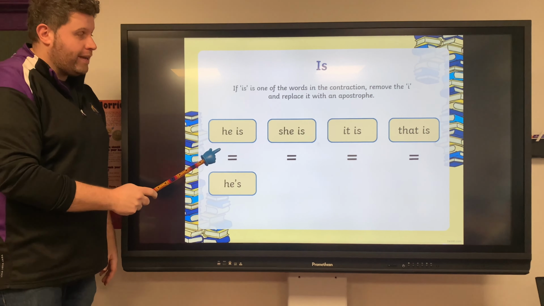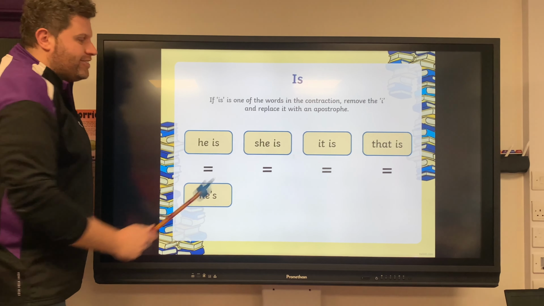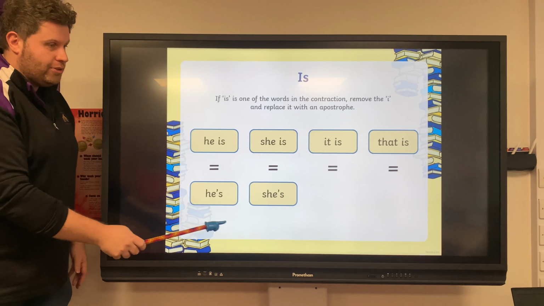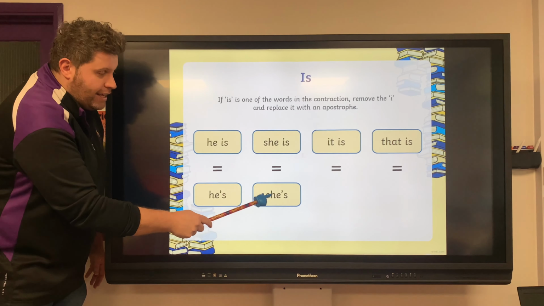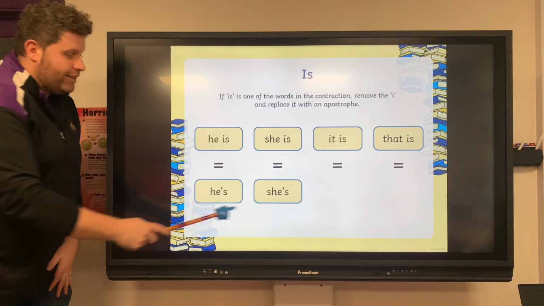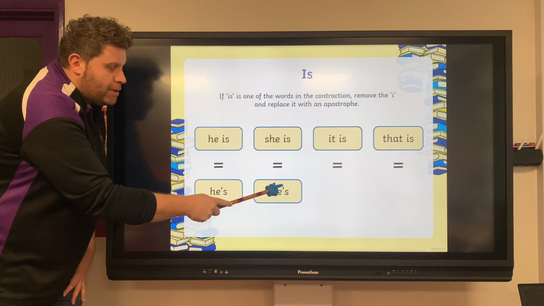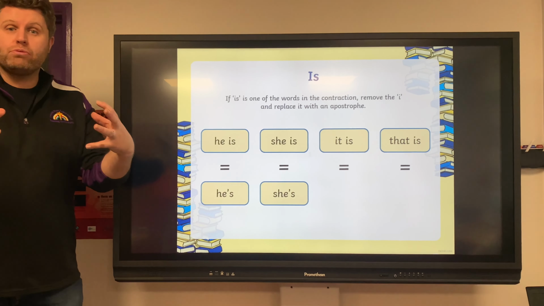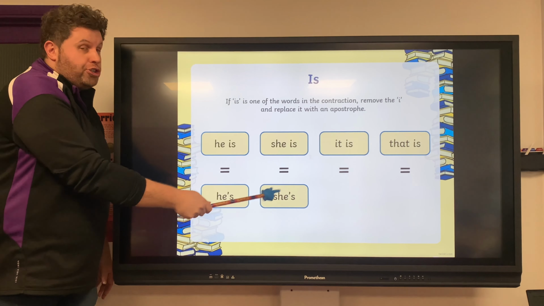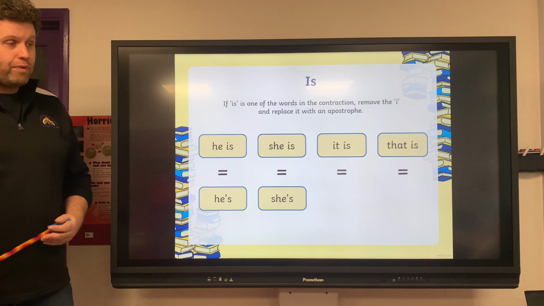Let's have a look at another example. "She is". To shorten that, we would say "she's". As you can see, we have the word "she", apostrophe, s: "she's". The i has disappeared and has been replaced with an apostrophe and it's one word now. So instead of "she is strong", it's "she's strong". And that's the correct way to use that.